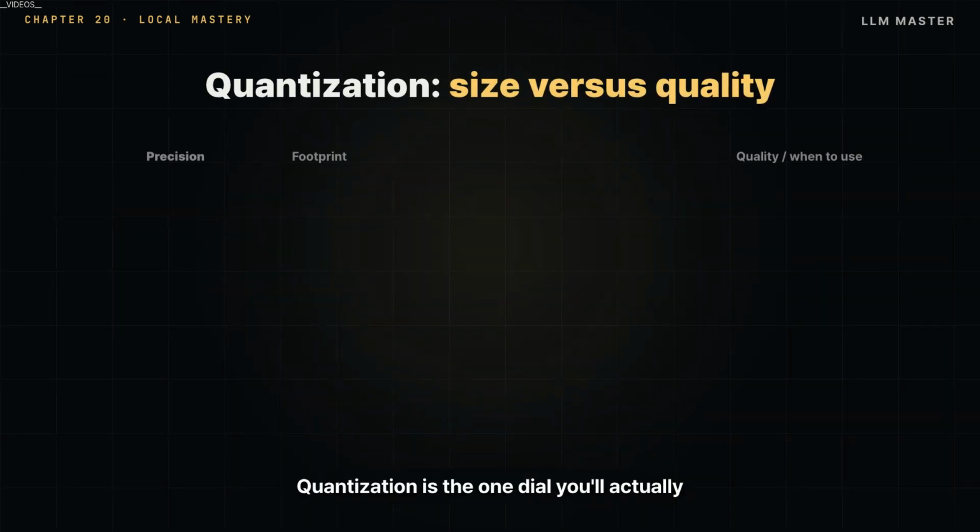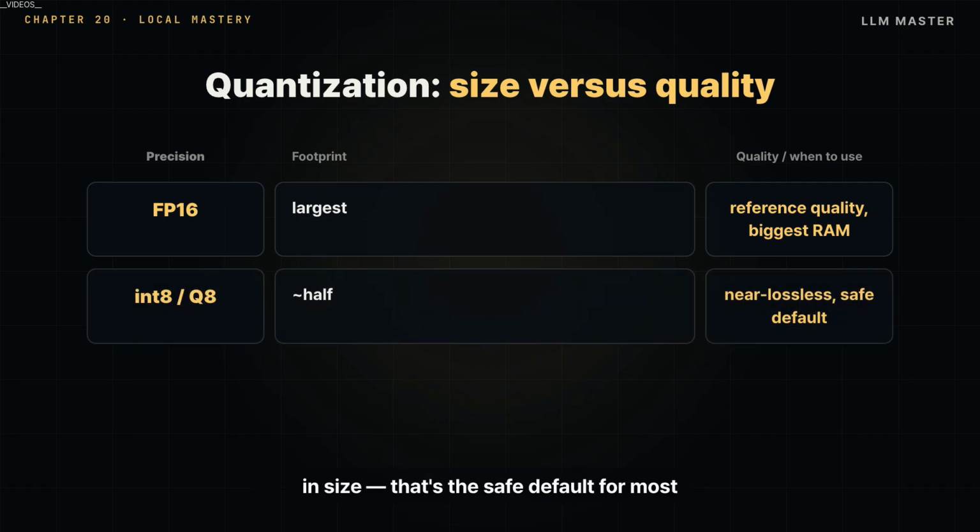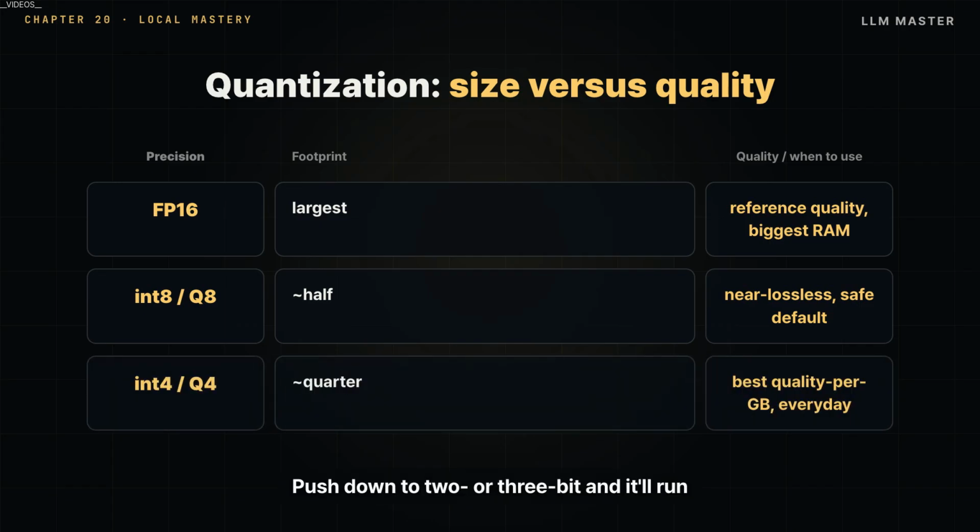Quantization is the one dial you'll actually agonize over. So let's make it concrete. Full 16-bit precision is your reference quality, but it's the biggest and hungriest. Drop to 8-bit and the quality loss is nearly invisible, while the model roughly halves in size. That's the safe default for most people. 4-bit is the real sweet spot. It fits surprisingly large models in a modest memory, and for everyday use, you'll struggle to tell it apart from the original. Push down to 2 or 3-bit and it'll run almost anywhere, but now you can feel the degradation.